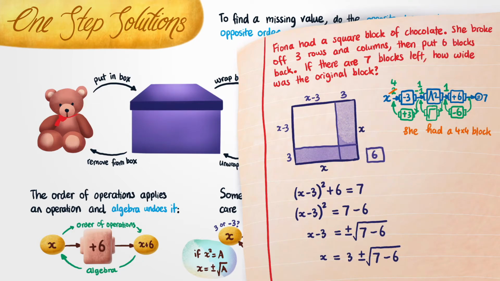Now of course, if you evaluate this, you'll see that 3 plus minus root 7 minus 6 is the same thing as 3 plus minus 1, and that's the same thing as either 2 or 4, so you just get the same answers we got up here.